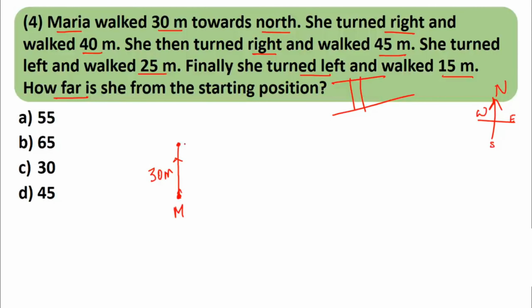Turning right means taking a 90-degree turn. So she turns right and walks 40 meters. Correct? She is over here. She is facing this direction. Right? Okay. Now she is facing this direction.